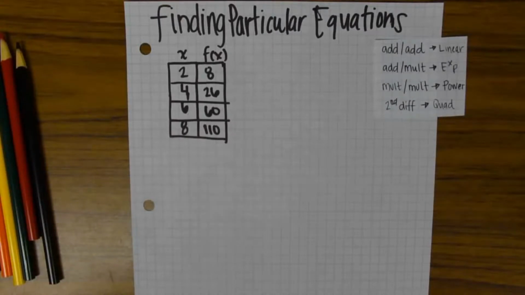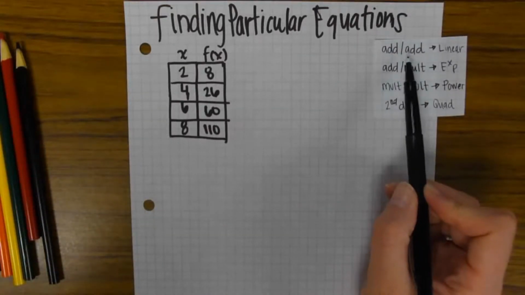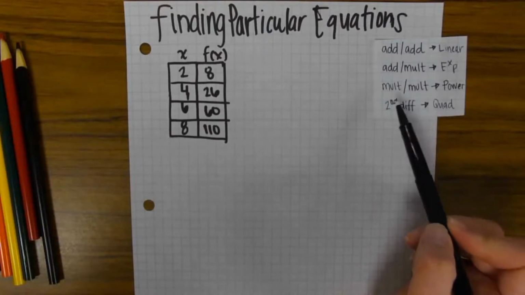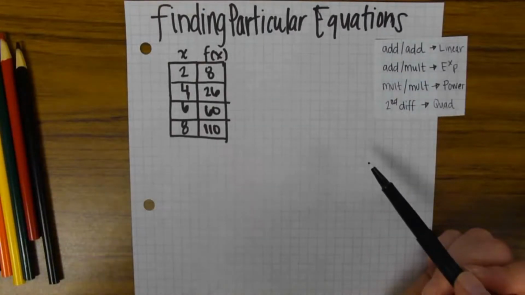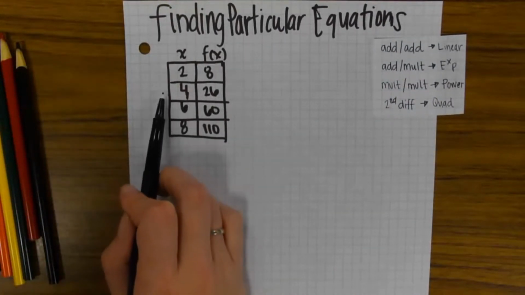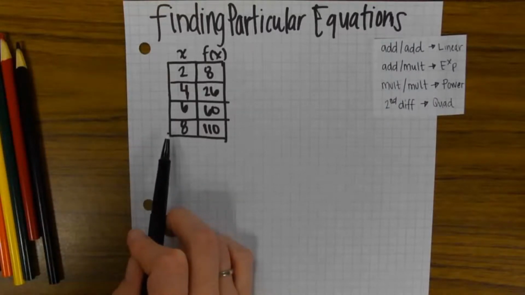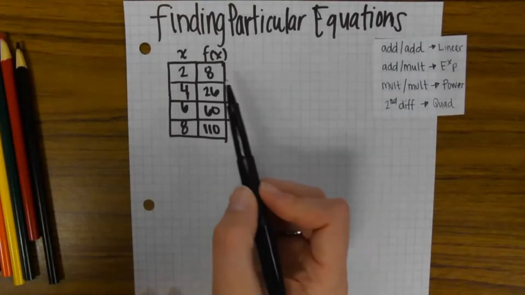We have a new table now. So again, we need to analyze what pattern is happening. We need to look and see if it's going to be add, add, multiply, multiply, multiply, or second difference. So as I look on this side, 2 times 2 gets me to 4. 4 times 2, there is an 8 here. So it might be a multiply, multiply pattern. Let's check on this side.